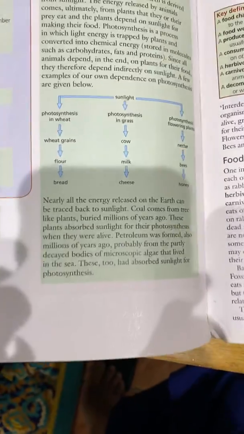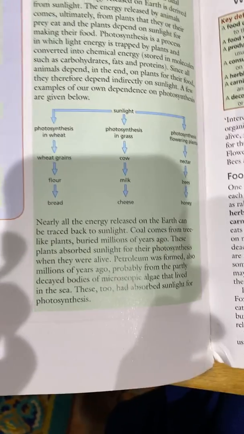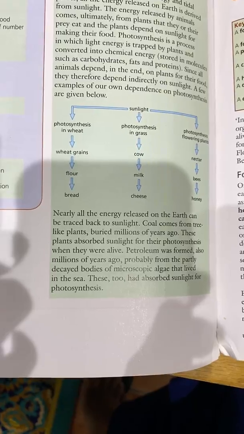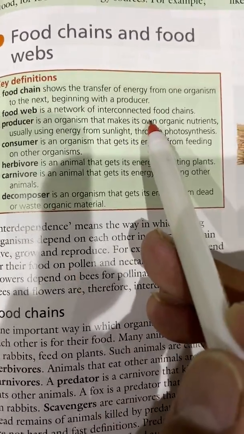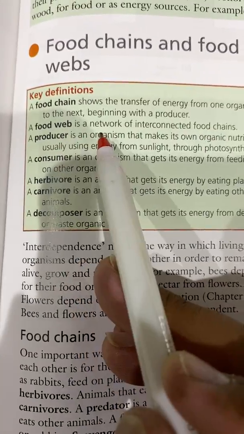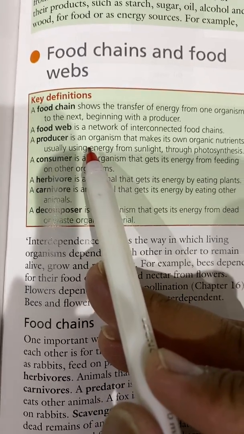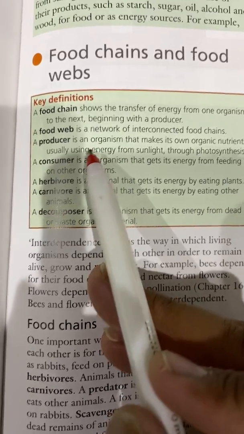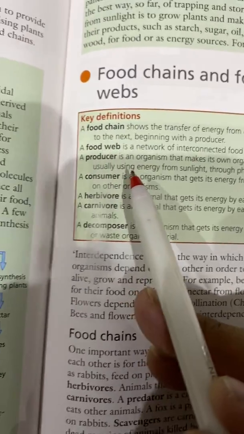So the different foods are taken from plants, and this is due to sunlight and photosynthesis. Ultimately there is a chain, called a food chain, that shows the transfer of energy from one organism to the next. So this is energy flow. From one organism to another there is a flow of energy, beginning with a producer, which is producing food. This is called a food chain.